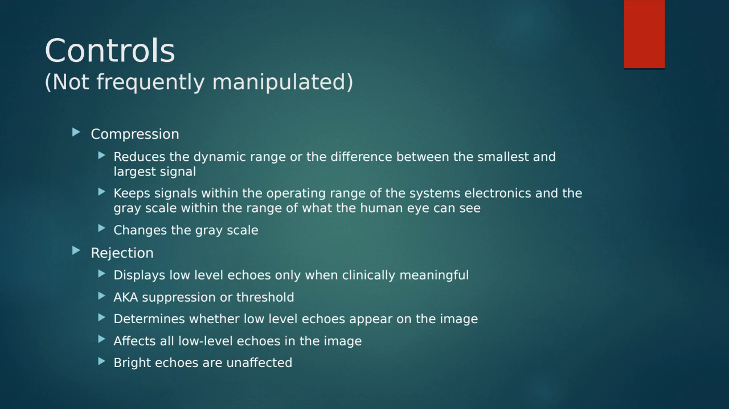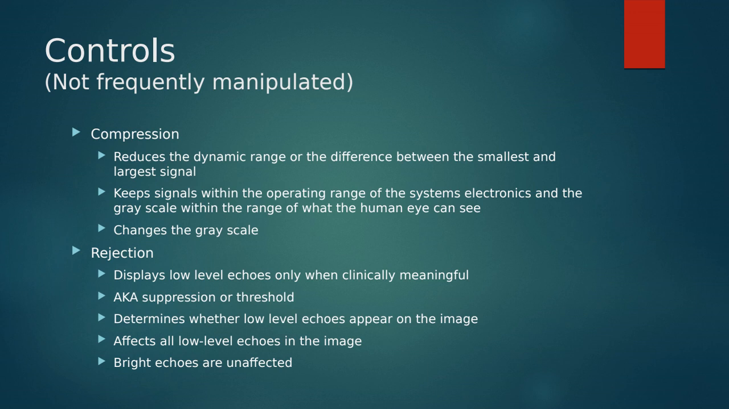So compression, all it is going to do is change our grayscale by reducing the range of our signals. Sometimes we get a wide variety of signals that return to our transducer. So it's basically going to say, okay, I don't really need this abnormally high signal and I don't really need this abnormally low signal. So I'm kind of just taking the average signal to calculate a grayscale of the picture.